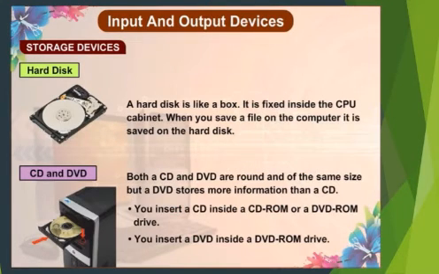Now next is hard disk, which means storage devices. Now we are going to learn about storage devices. Yes, hard disk. A hard disk is like a box. It is fixed inside the CPU cabinet. When you save a file on a computer, it is saved on hard disk. हम जब कंप्यूटर में फाइल सेव करते हैं वो हार्ड डिस्क में सेव होती है.